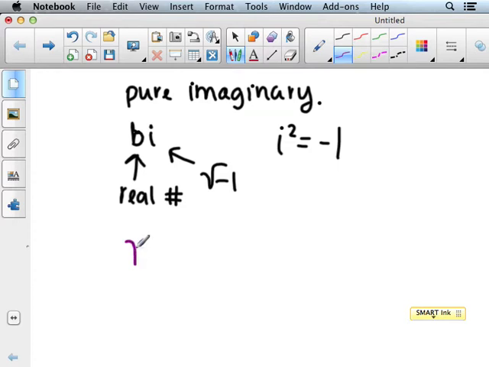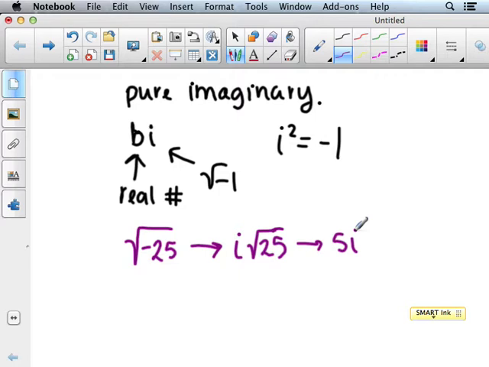For example, the square root of -25 is not yet a pure imaginary number. It needs to be rewritten as i times the square root of 25. Now it is a pure imaginary number. When we're working our problems today, I always want you to take a square root of a negative and rewrite it as a pure imaginary number first. This then becomes 5i, which is also a pure imaginary number. Remember, a pure imaginary number has its real part and then i, the real number times i. Okay, so it's just a quick review from last class.